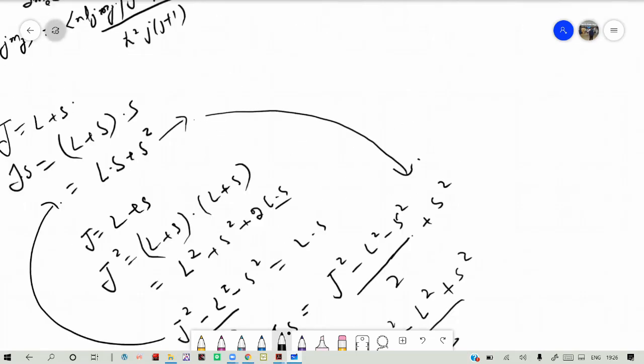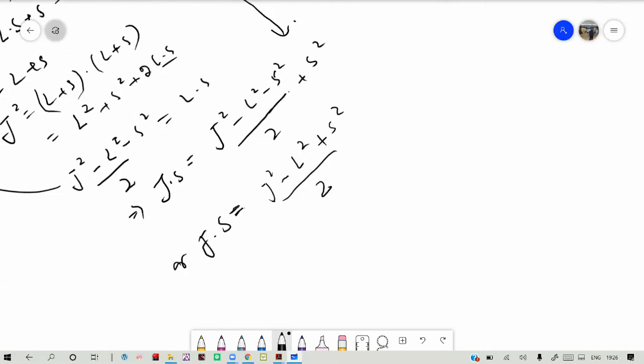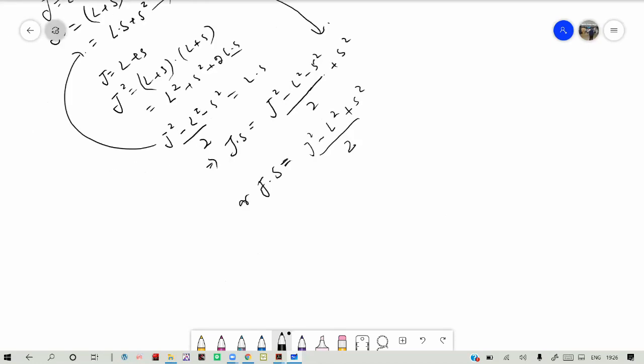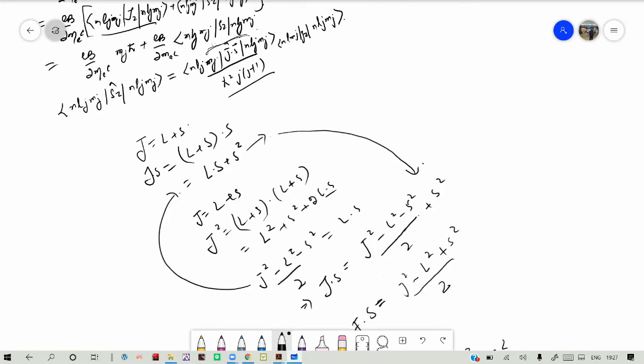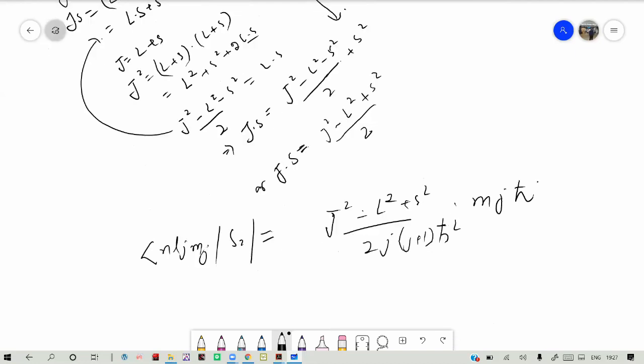Now we can write it as, now use this value here instead of this J dot S. So we can write then n l j m_j of J dot S is equal to (J squared minus L squared plus S squared) divided by 2J into (J plus 1) h cut squared here, into m_j h cut. Because this term is m_j h cut.